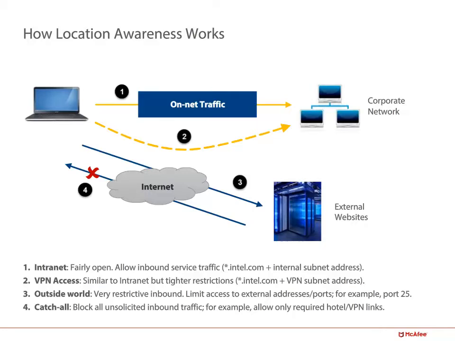Then I can have another set that is an overall rule set that has to do with the fact that the user is outside the corporate network. They're out there. They're not even connecting into the VPN. They're not anywhere near connecting to our corporate network. And I have all the default rules that I want to be very restrictive on their particular type of communication. So that could be the outside world where it's very restrictive on the inbound. I can limit access to external addresses and ports. And then a little catch-all that blocks all solicited inbound traffic.